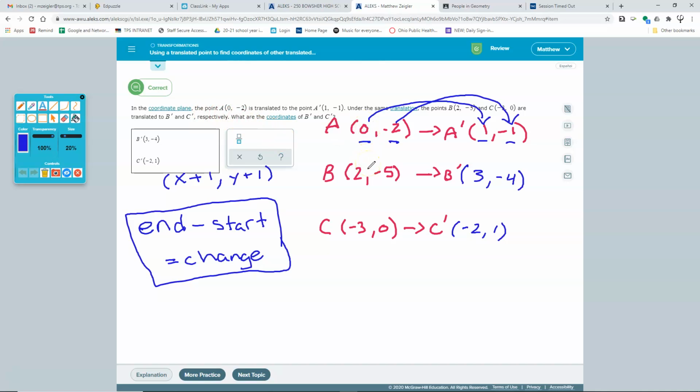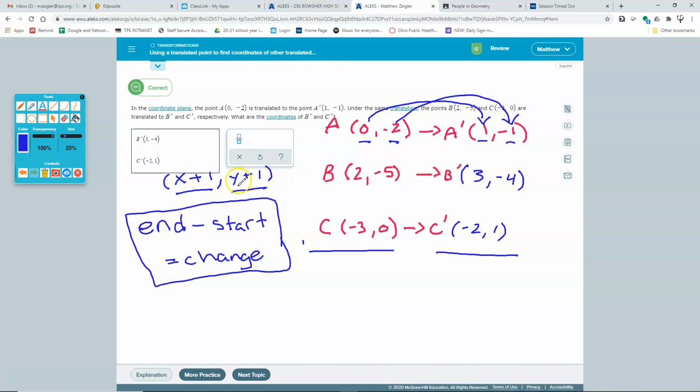I would really encourage you to write everything down just like I did here. Write your 3 points, A, B, and C, and then A prime, B prime, and C prime. And you can look here, okay, I went from 0 to 1, and if it's something easy, okay, that's a plus 1. So just write down what you did. Plus 1, right? And then down here for the y, from -2 to -1, that's also a plus 1. So I could write it down, y plus 1.